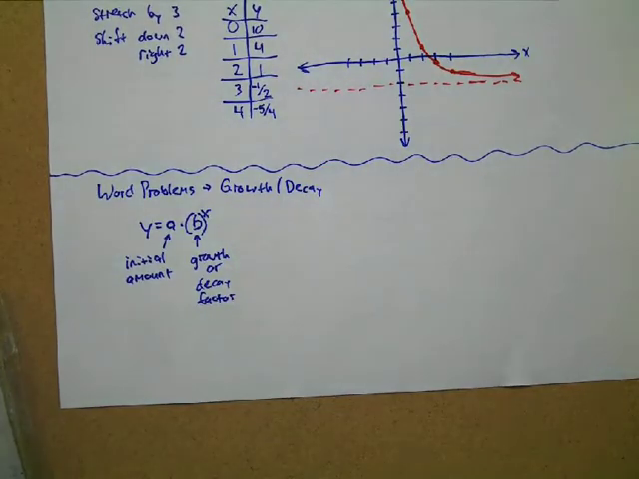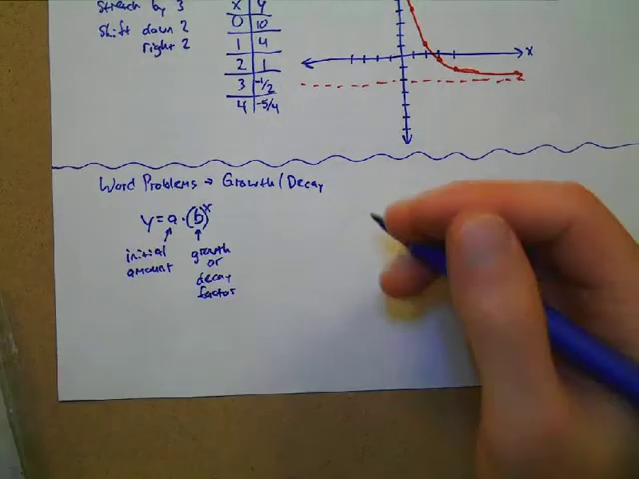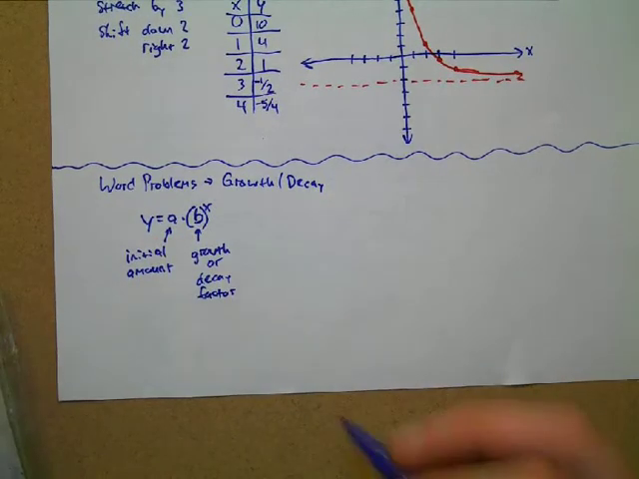Okay, now growth and decay are opposite ideas, right? So how can B be opposite things? How can it be both a growth or a decay factor? Well, it's the value of B. It's what number you put in for B that determines whether it's a growth or decay. If B is bigger than 1, we know it's going to be a what kind of factor? Growth, right? If B is less than 1 but greater than 0, we know that's going to be a decay factor, right?